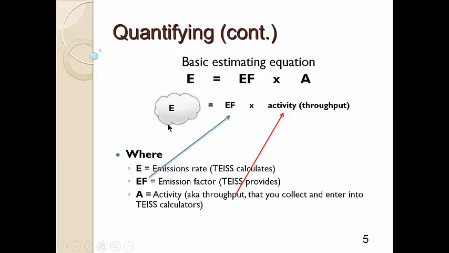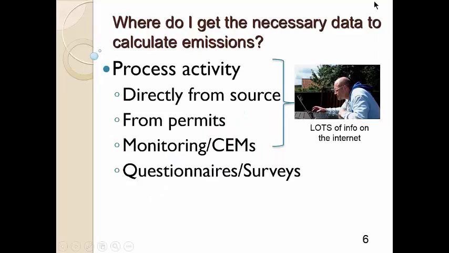So the emissions rate, and keep in mind this is a rate for what is coming out of this thing, is equal to the emission factor, and TEISS provides the emission factor in the calculators, times the activity or the throughput. So this is what you have to enter. Like I said, the devil is in the details, because this particular emission factor is dependent upon a lot of things that you have to gather information about.